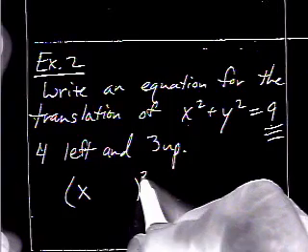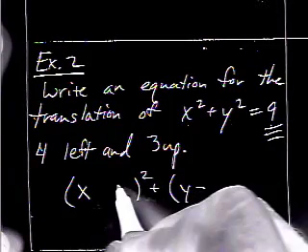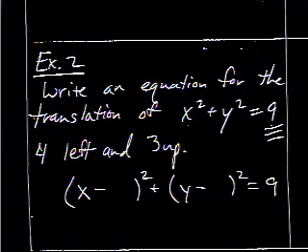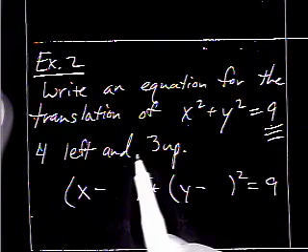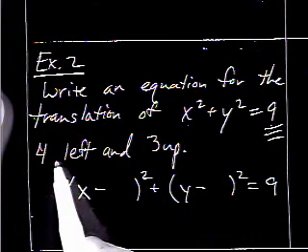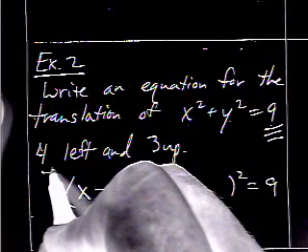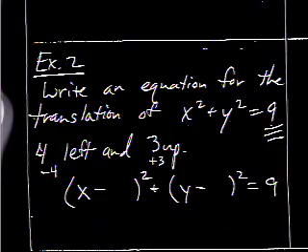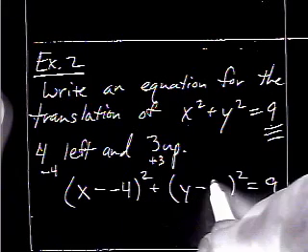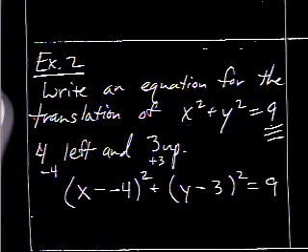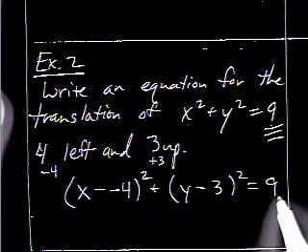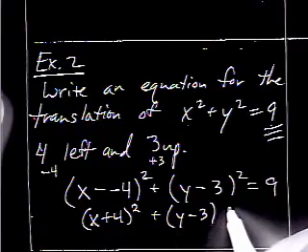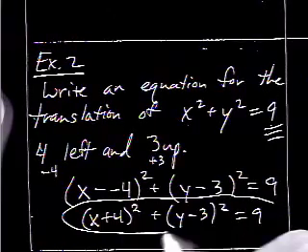But we need to alter the h and the k, the center of the circle. Well, if we move 4 to the left, that's really like negative 4, right? And if we move 3 up, that's really positive 3. So 4 to the left and 3 up. Boy, that's pretty much just like the last question, almost, except the radius is different. So (x plus 4) squared plus (y minus 3) squared equals 9 is my final answer.